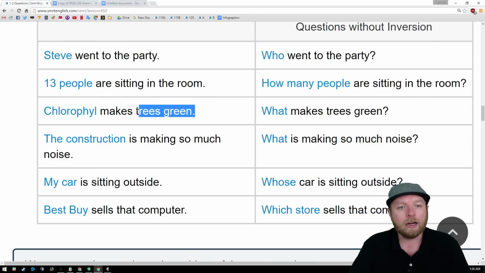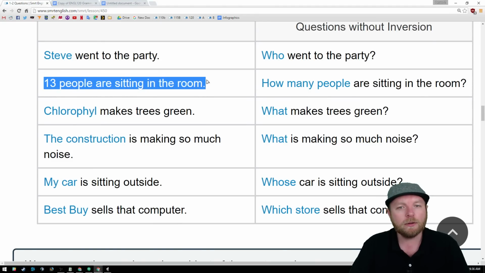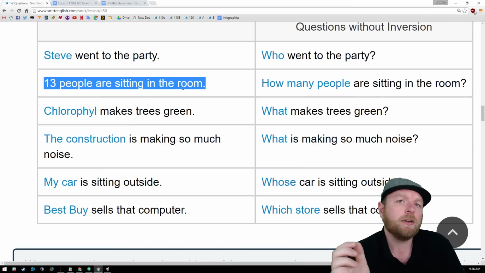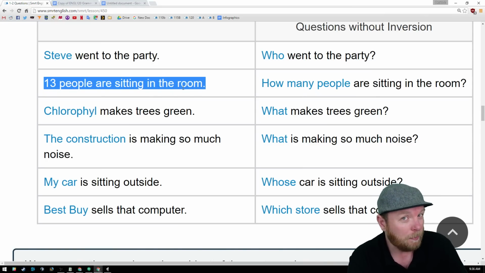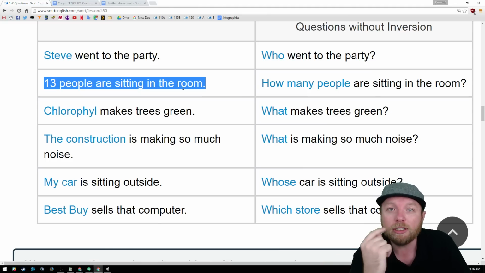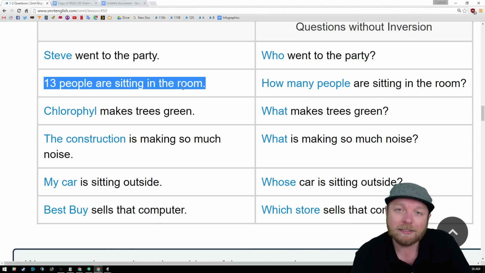Let's go back. Chlorophyll. Oh, we didn't talk about this. 13 people are sitting in the room. But sometimes we don't know the subject, right? 10 people? 9 people? 2 people? One people? Not one person, right? So we say, how many people is the subject? How many people is the subject of the sentence? I don't know the subject. So my question, how many people? That's the subject.